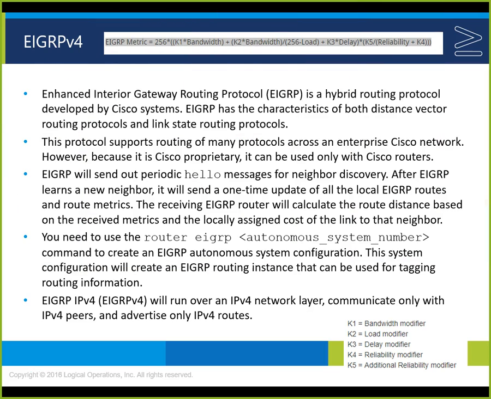So let's look at these slides and get through them so you can get into the lab business. A hybrid routing protocol developed by Cisco Systems. Characteristics of both distance vector and link state protocols. Supports routing of many protocols across the enterprise network. And that is one of the differences with this than the other ones. Many protocols, which means we could do IP.